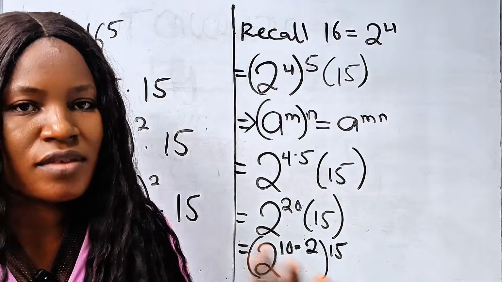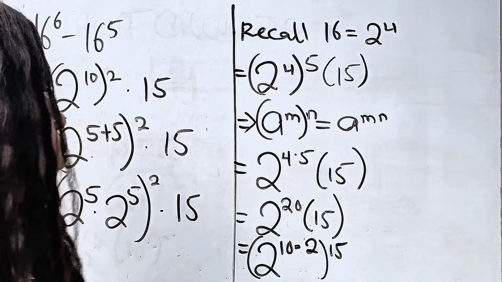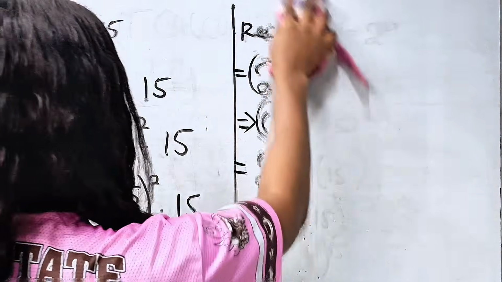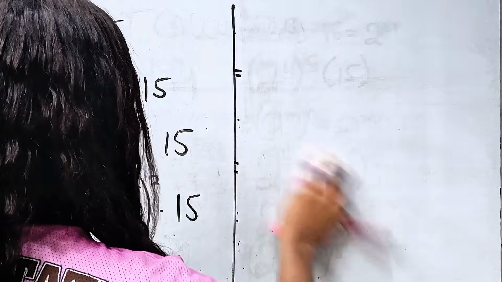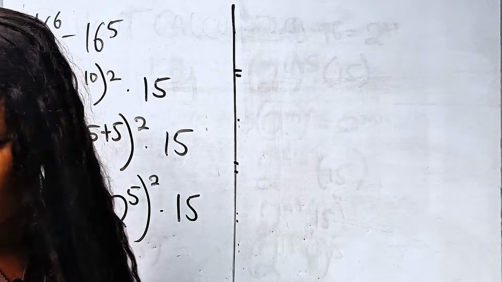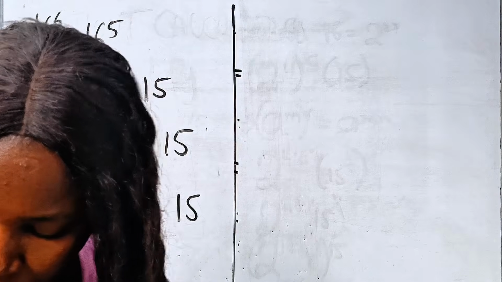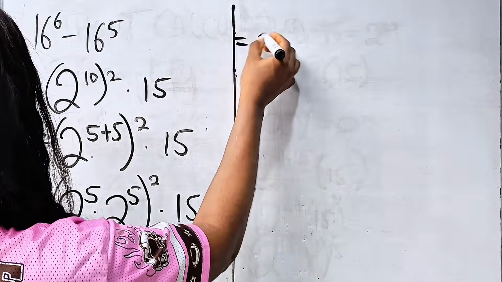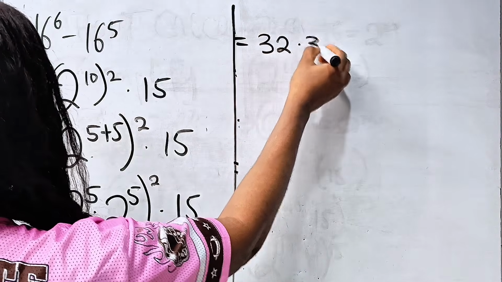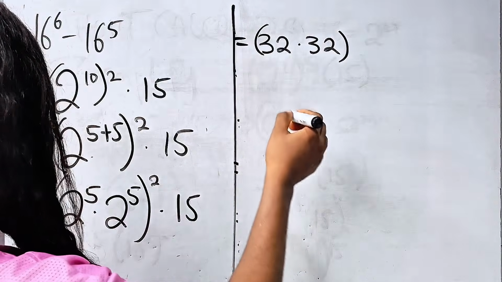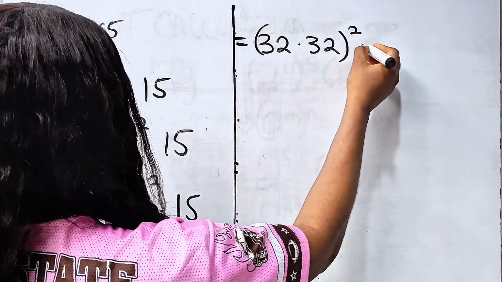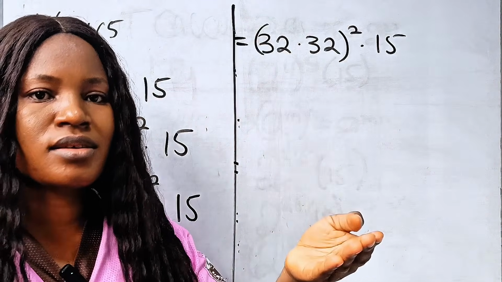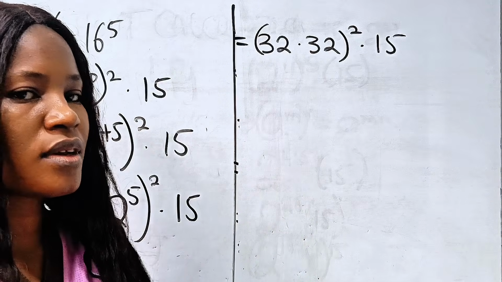Now 2 to the power of 5 is 32. So what we are going to have is 32 multiplied by 32, raised to the power of 2, multiplied by 15. So it's now getting easier and easier because we are asked not to use calculator.